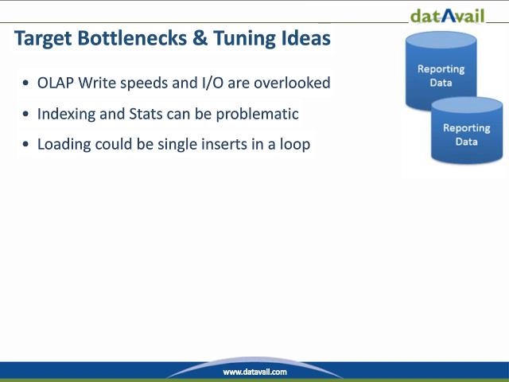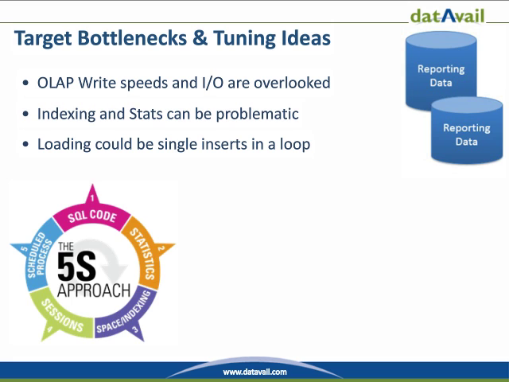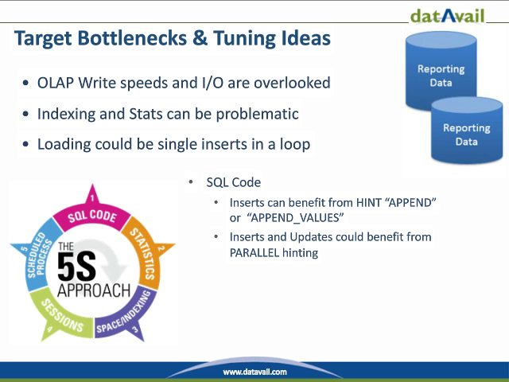Indexing and statistics can be problematic. And loading: look and see that the loading is happening as a bulk load instead of some type of loop. So again, if we were to apply the 5S approach, let's look at some other ideas for the target bottlenecks. Make sure you're using something like a hint.